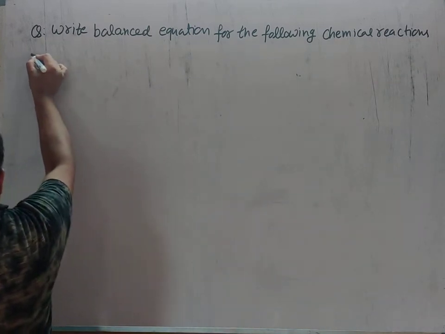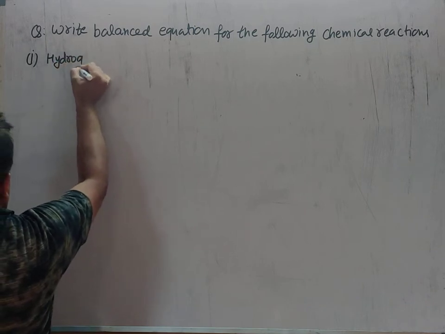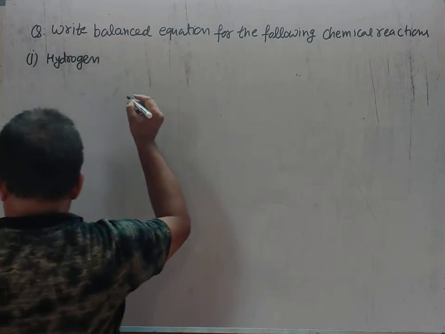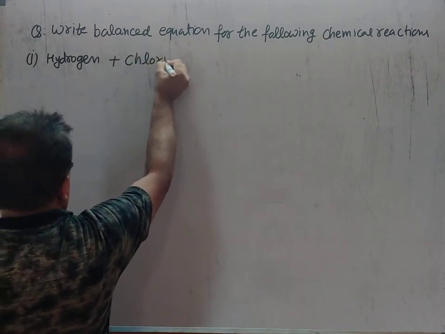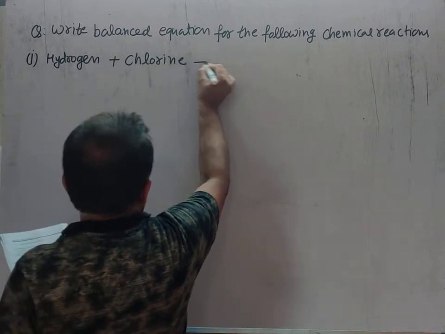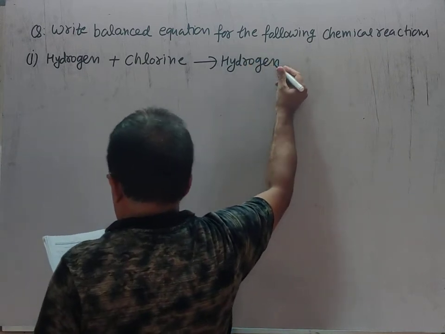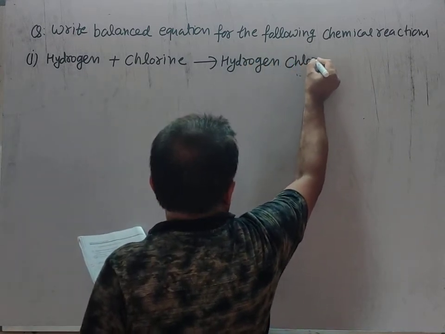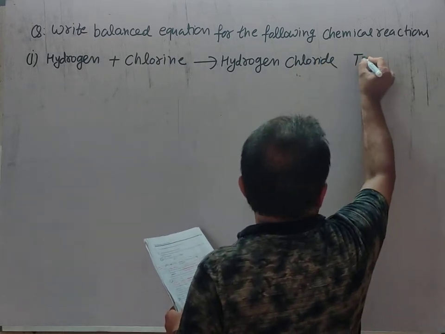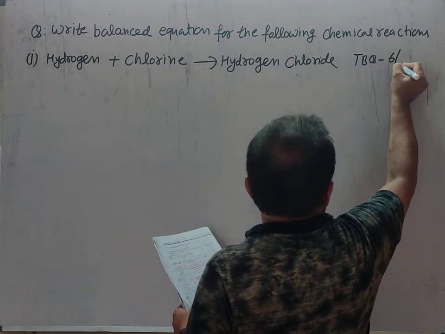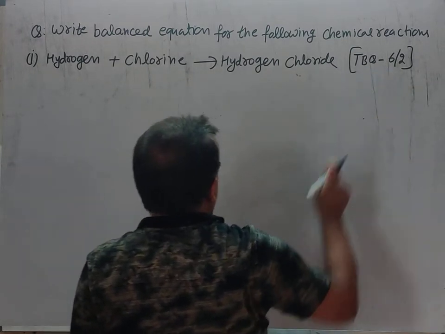What are the reactions? Number 1, hydrogen plus chlorine to give hydrogen chloride. This is a textbook question of NCERT, page number 6, question number 2.